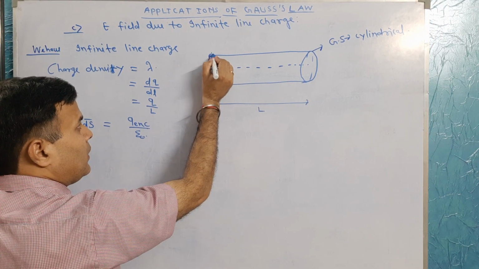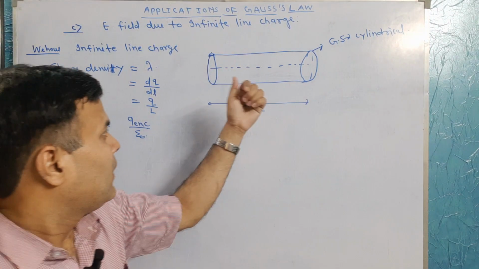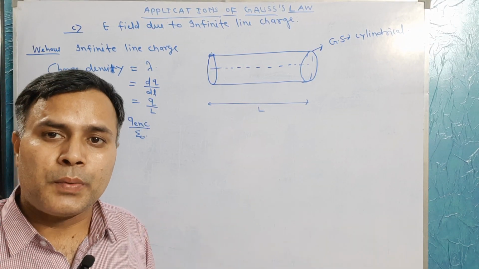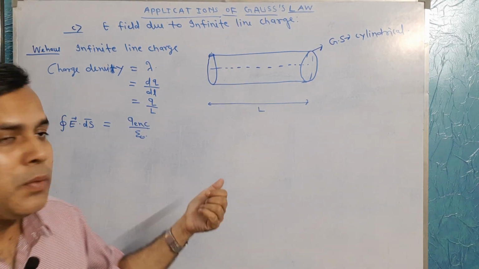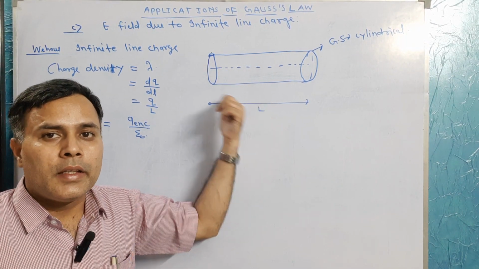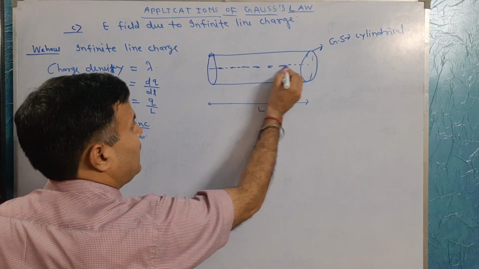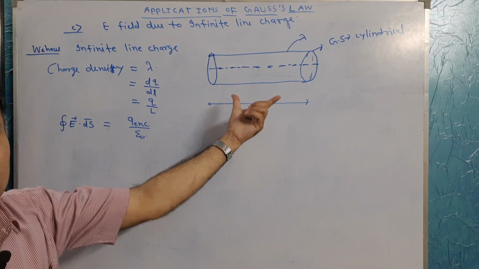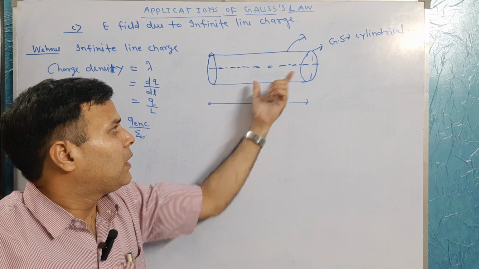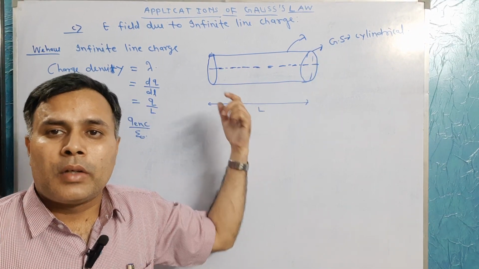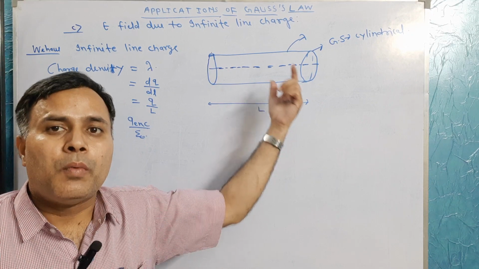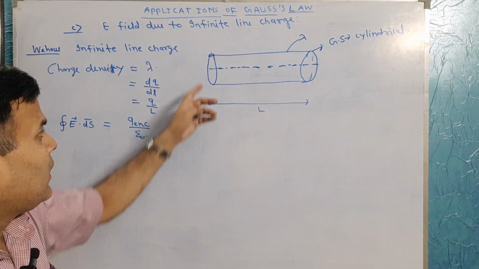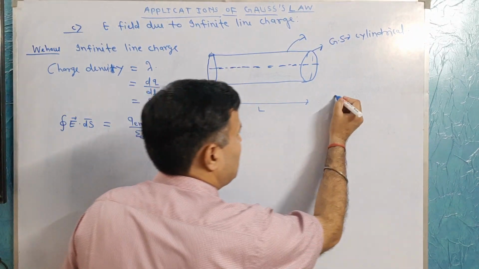In this case, it is a bit different from the earlier case. Earlier, we discussed the Gaussian sphere for a uniformly charged solid sphere and a spherical shell. In this case, we have an infinitely extended wire whose line charge density is lambda. Why are we drawing a cylinder? Because for an infinitely extended wire, the corresponding Gaussian surface is a cylinder.